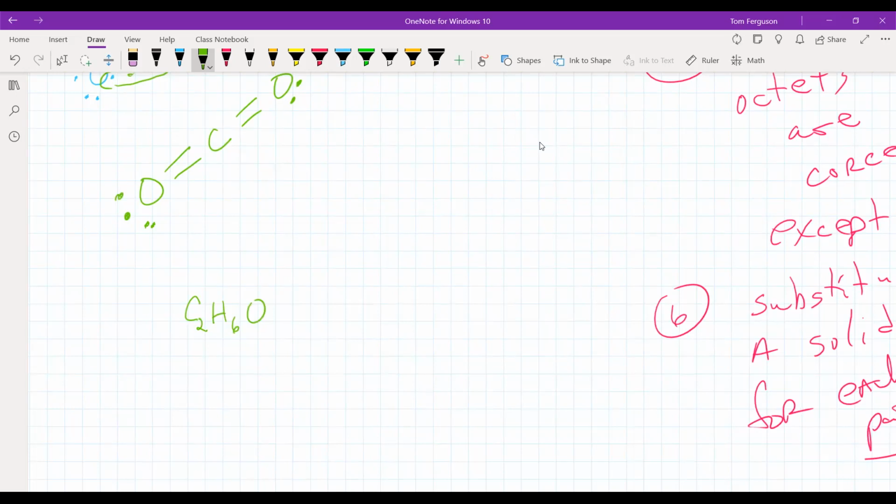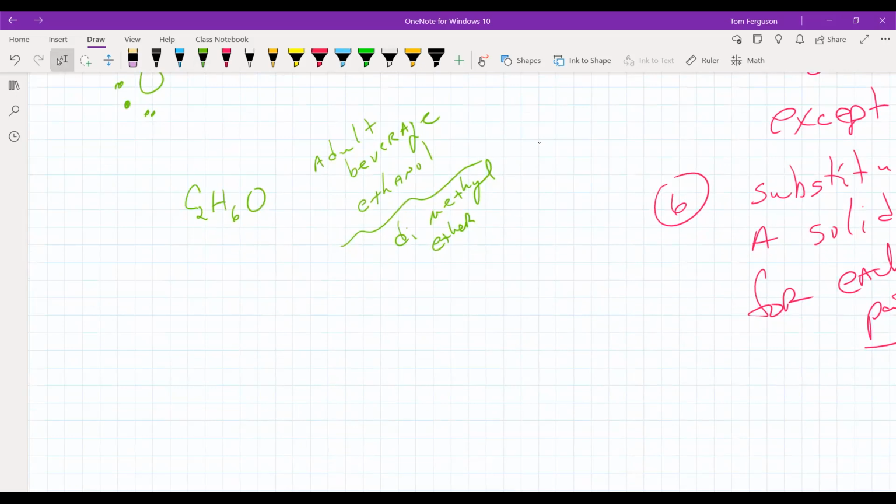Does anyone know what that chemical is called? Well, an adult beverage called ethanol, or drinking alcohol. However, there are 2 legal Lewis structures for this. One of them is called ethanol, the other one is called dimethyl ether. And we're going to be getting into these when we get into the alcohol chapter. So let's do a Lewis structure for these. Now there's going to be 2 legal structures.